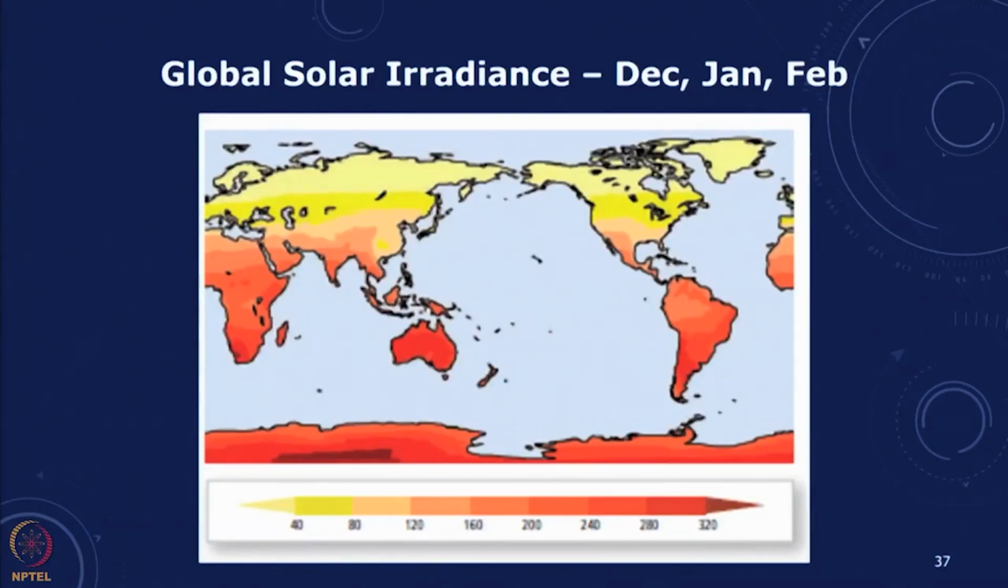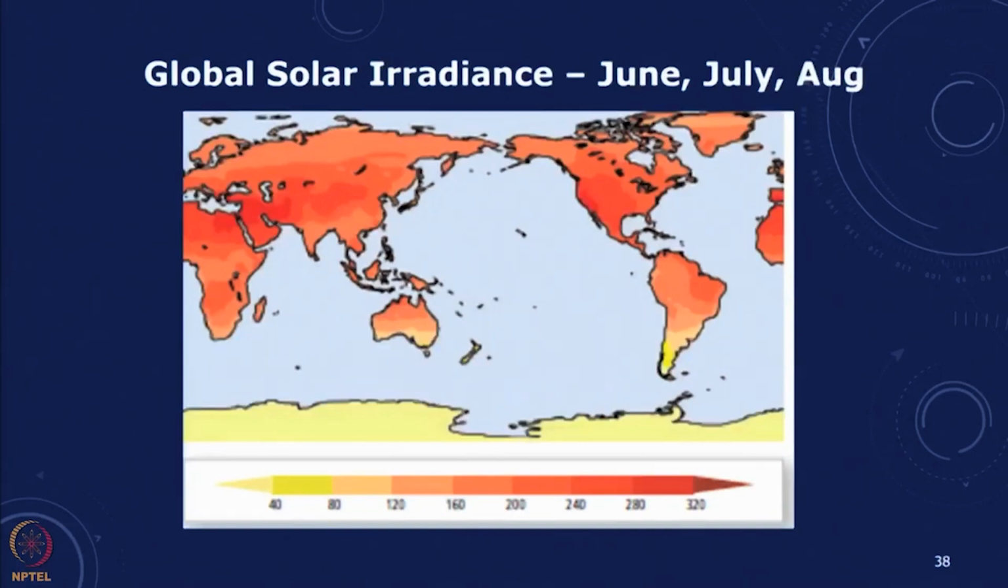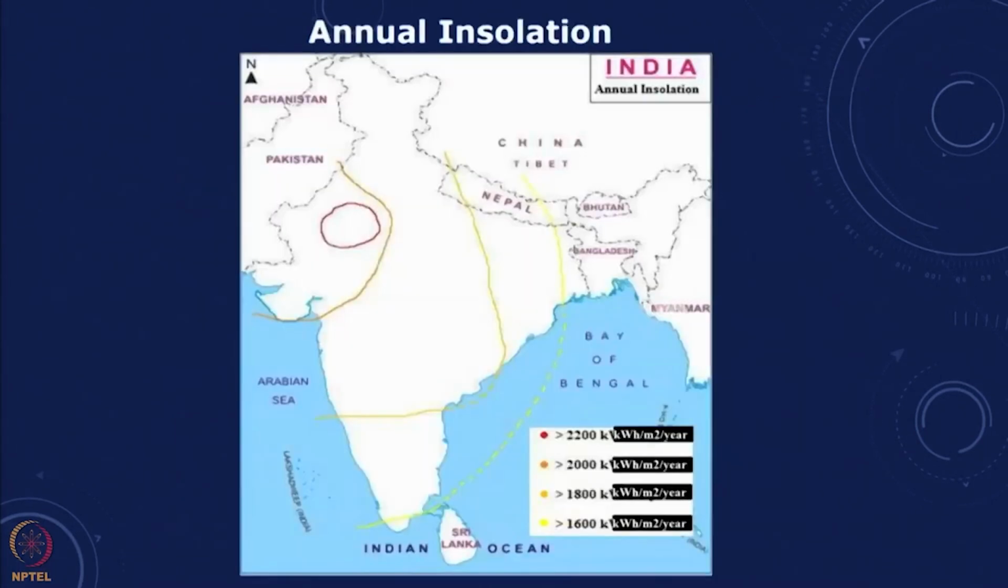There is a variation, of course. This is the average global solar irradiance, in watts per meter squared, over the months of December, January, February, and this is June, July, August. Both of these are from the Global Energy Assessment.